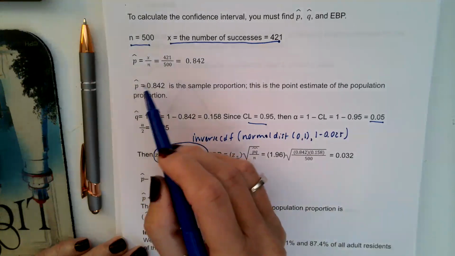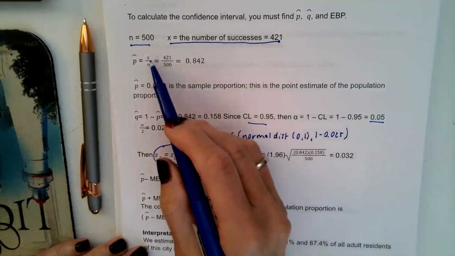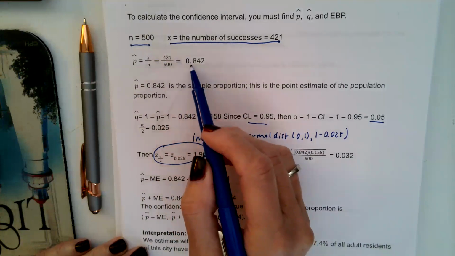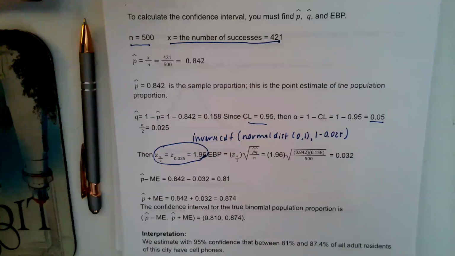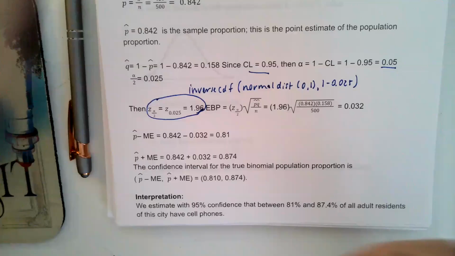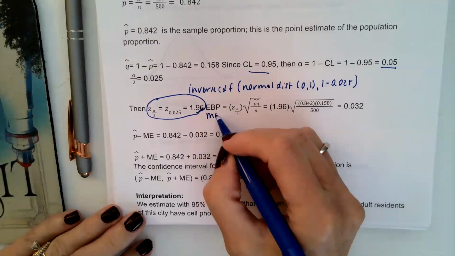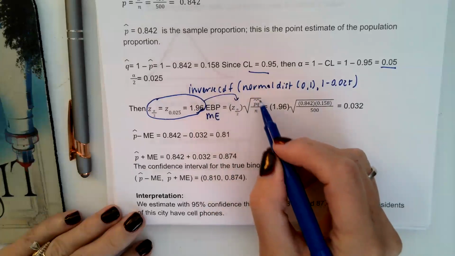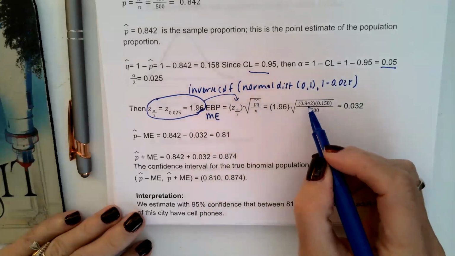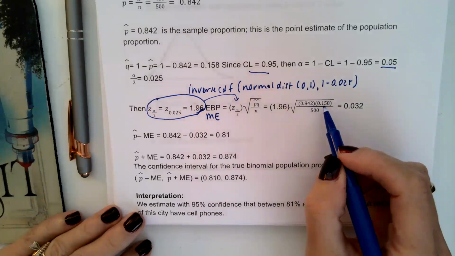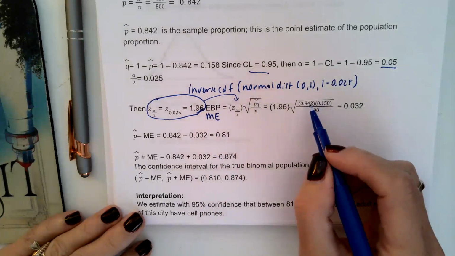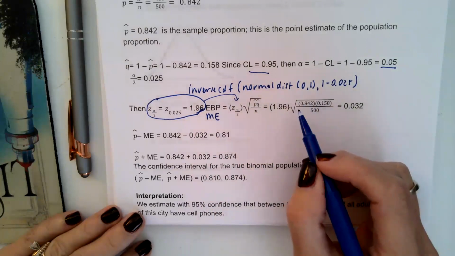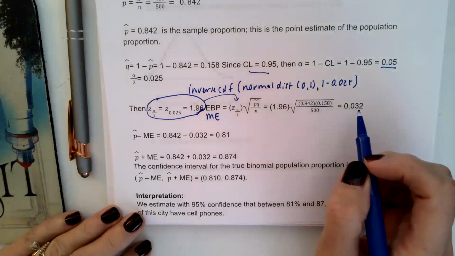Now our sample p hat, the sample proportion or point estimate, is x divided by n, so the 421 who said yes, they have a cell phone, out of the 500 is 0.842. Now, the rest of our margin of error here is our critical z multiplied by the square root of p hat times q hat divided by n. And there's our p hat and our q hat. Remember that q hat is 1 minus p hat, so they add to make 1, divided by 500. This all has to be inside that square root. So the margin of error is 0.032.